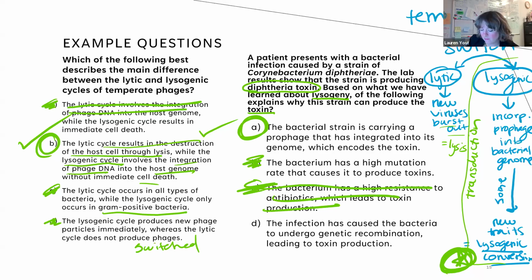Not that. The infection has caused the bacteria to undergo genetic recombination, leading to toxin production. This is kind of what is happening. It is kind of doing that, but the more correct answer here is A. Are we changing the genetics of our bacteria by this prophage doing this? Technically, yes, but the more accurate description is going to be A. Okay, and like I said, the exam questions are going to be much more clear on what it's asking you.